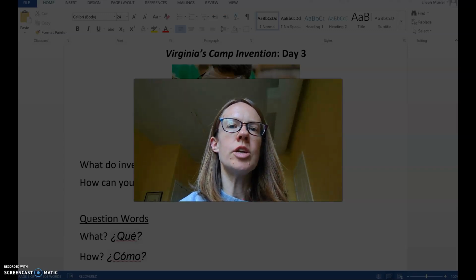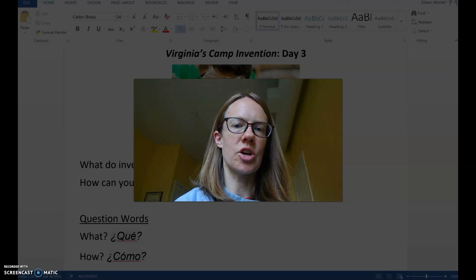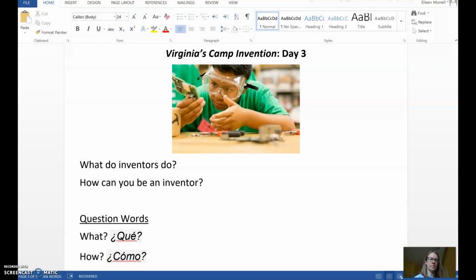Today we will finish reading Virginia's Camp Invention, and we will find out what the children at camp do to be inventors. Let's get started. In this text, we're focusing on what do inventors do and how can you be an inventor? Read those questions out loud to yourself.